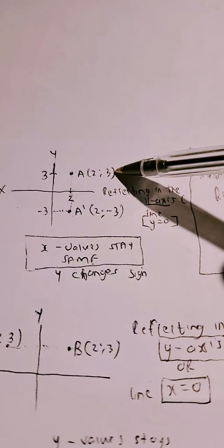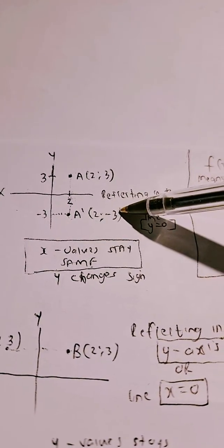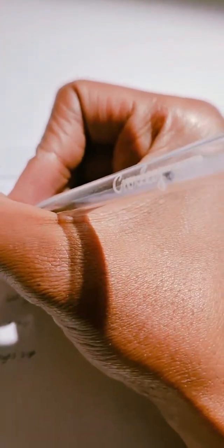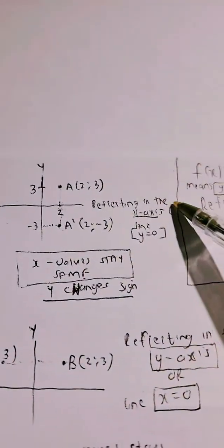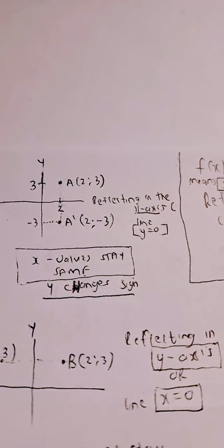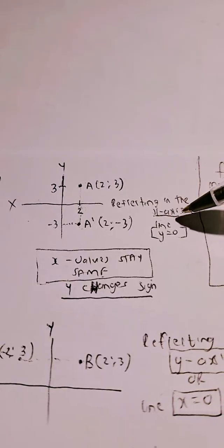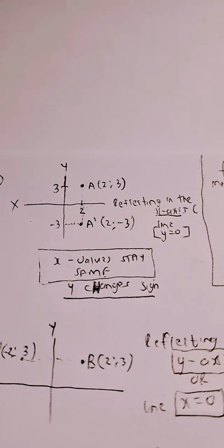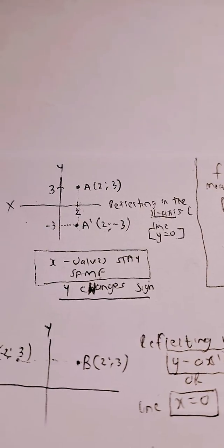Then y, this is 3, this is negative 3. The y value changes, but how does it change? It is the sign of y that changes when we are reflecting where? In the x-axis. Sometimes examiners don't say reflection in the x-axis. Examiners sometimes say reflection in the line y is equal to 0. The minute examiners say that, people get lost. It's like, what are they talking about?